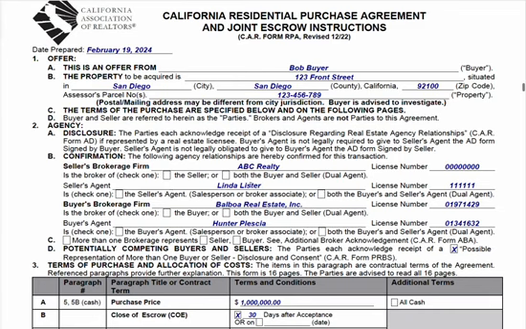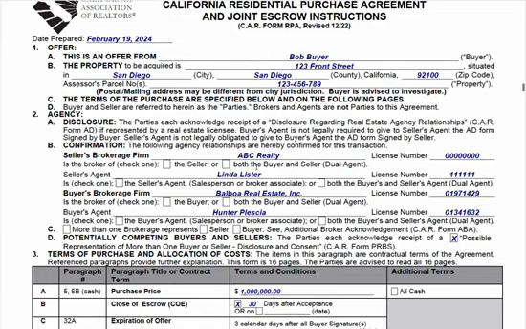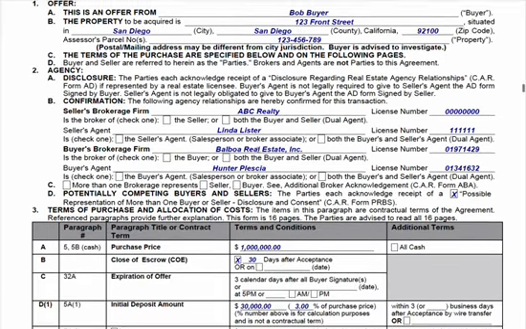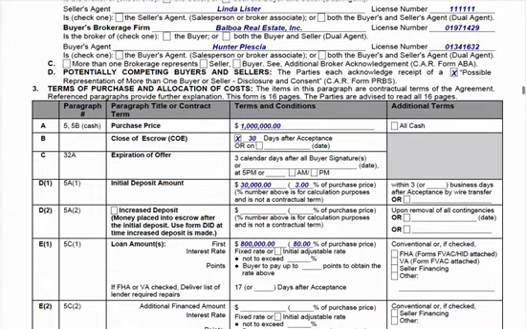Now, let's say it was a dual agent. You have the same brokerage listed here, the same agent names listed here, but you'd be checking this box. You'd be checking both buyer and seller's agent, dual agent. Pretty straightforward though, you're just filling out which brokerages and agents are involved and their license numbers. Now, we move on to the terms.